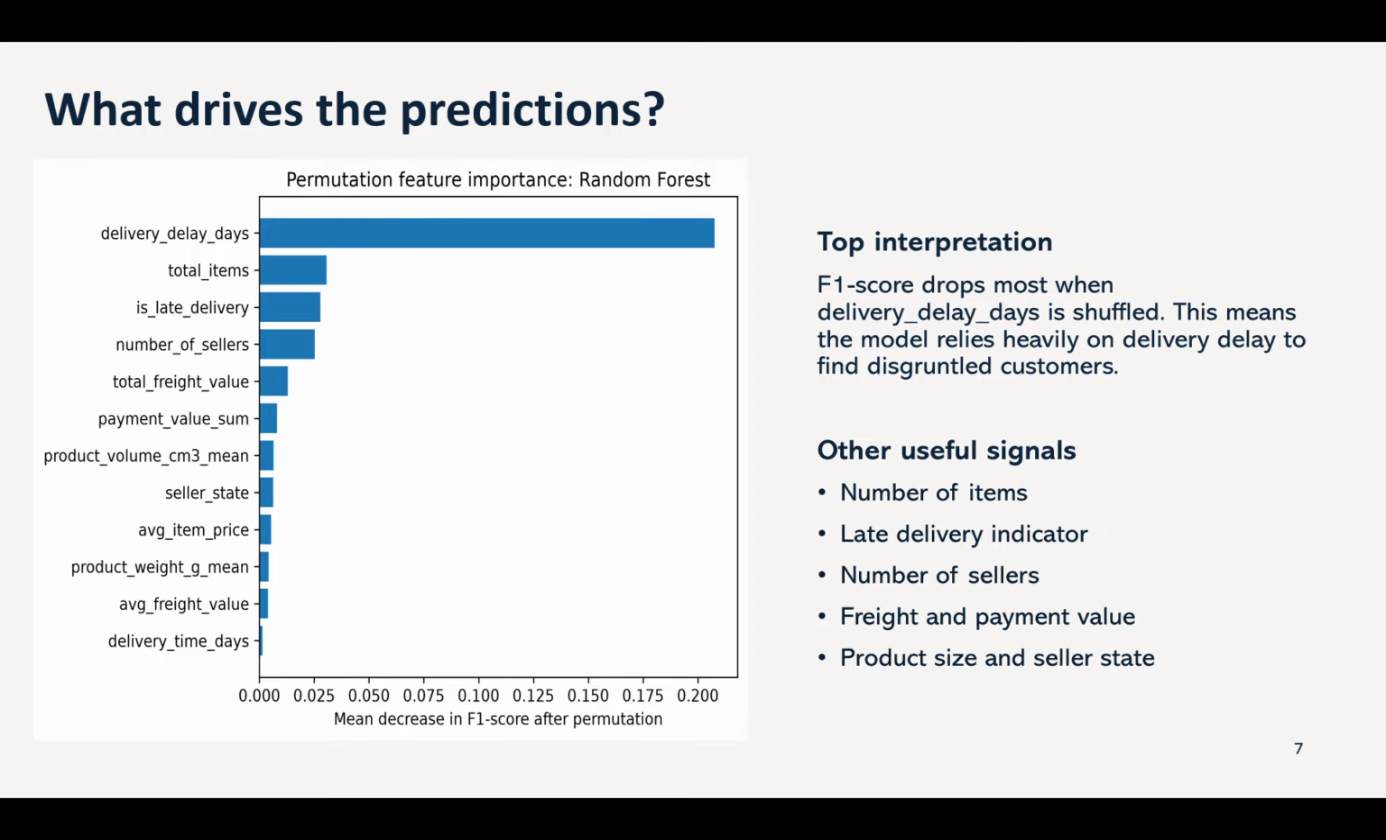To understand the model better, I used permutation feature importance. The most important feature was delivery delay in days. Other important features included number of items, late delivery indicator, number of sellers, freight value, payment value, product size, seller state, item price, and product weight. This confirms that delivery performance and delivery complexity are important signals for predicting dissatisfaction.